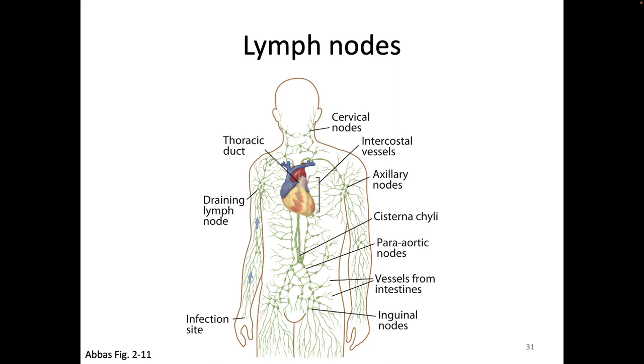Each of them will drain a particular area and sort of be providing surveillance for that area. So for example, the lymph node behind the knee is doing surveillance for the bottom half of your leg. The lymph node in the groin is doing surveillance for the top half of your leg. The lymph nodes here are doing surveillance for your sinuses, and on and on.